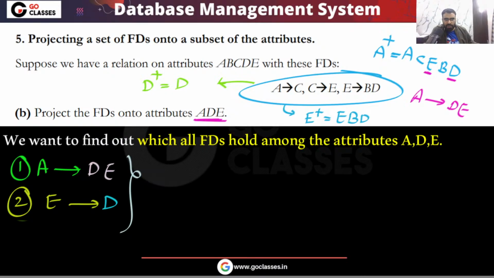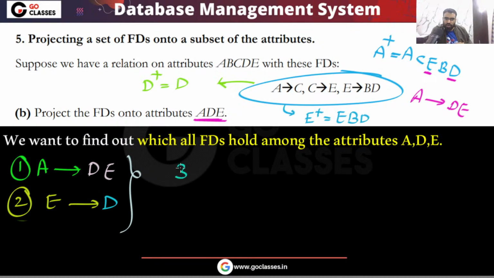Now remember, you cannot stop here, because so far we have only seen the case where the LHS has a single attribute. What happens if the LHS has two attributes? But remember, you can already see that A can determine every attribute of ADE. So I can say A is a super key, and a superset of a super key is also a super key. So you don't have to check supersets of A. You don't have to check when the LHS has a superset of A.